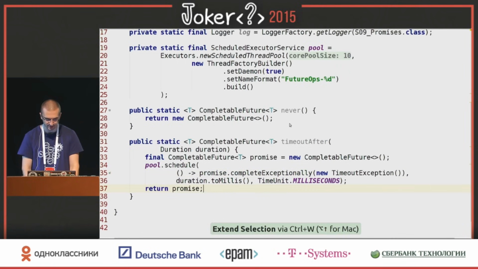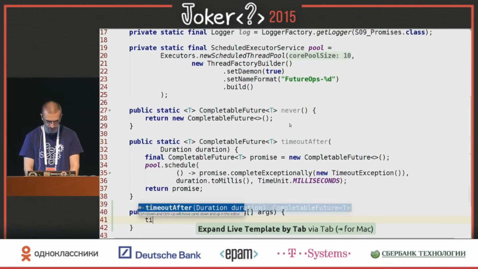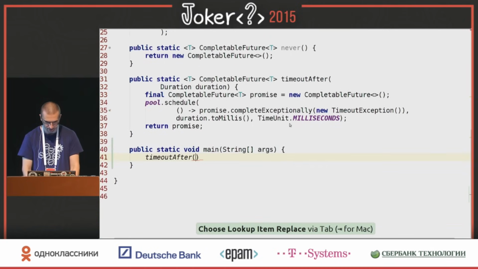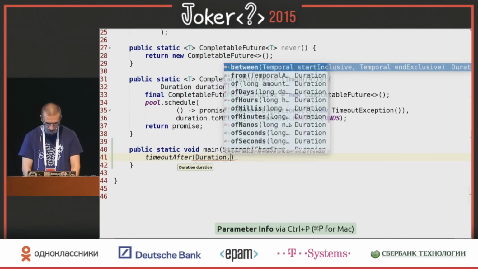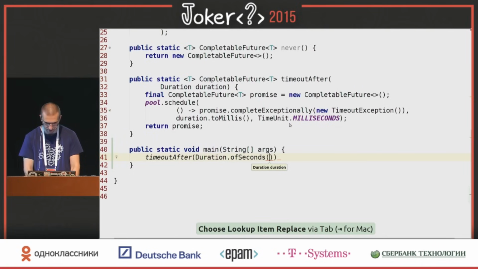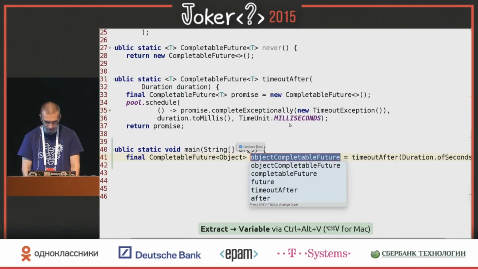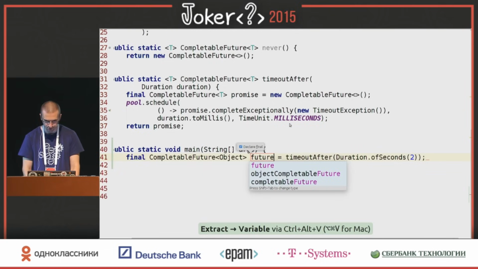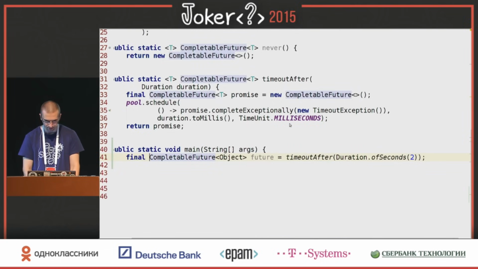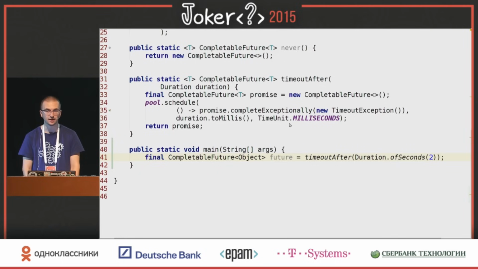So what happens here is that if I actually call this timeout after method, with a duration of seconds two, let's say, what I get is a future that, if I wait for it long enough, actually 2 seconds, will result in a timeout exception. If I wait less than 2 seconds, then nothing happens. There is no value completed.